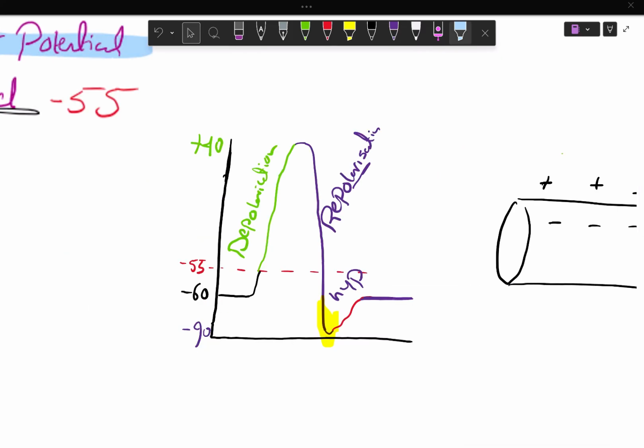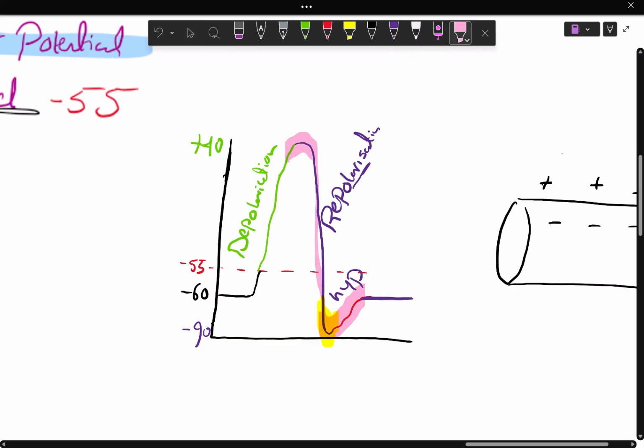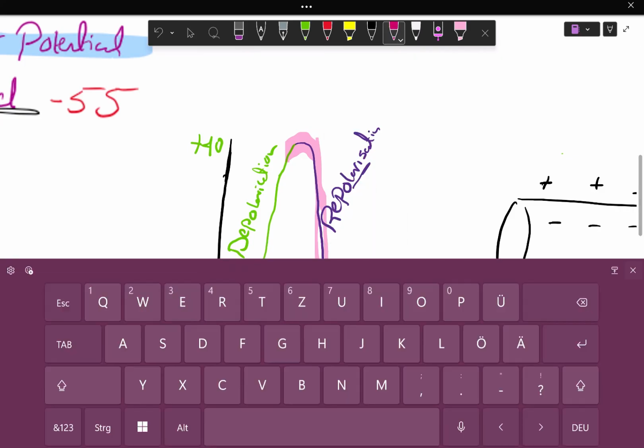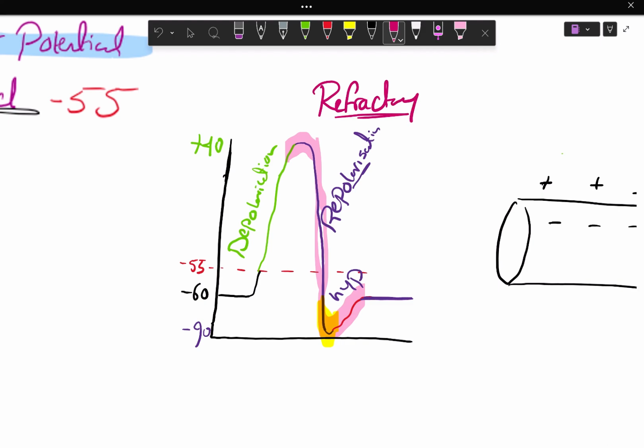What's the function of this part over here? Okay, this part is called the refractory period. This part confuses a lot of people, so let me try to clarify it. The refractory period essentially has two main functions. Firstly, it prevents the backflow of the action potential, and it also sets a maximum frequency for the action potential.